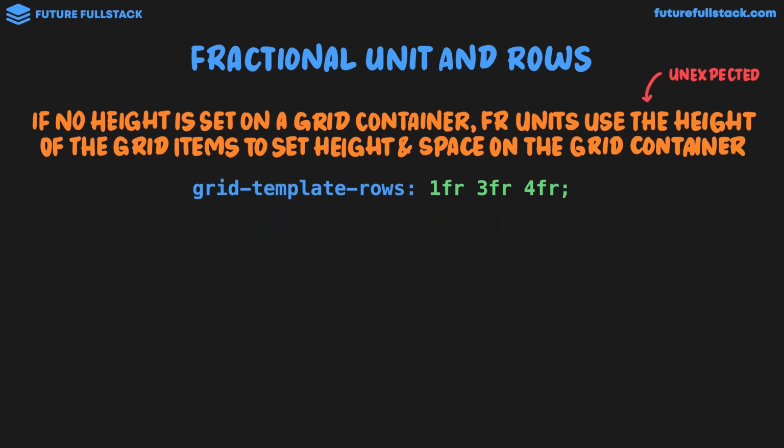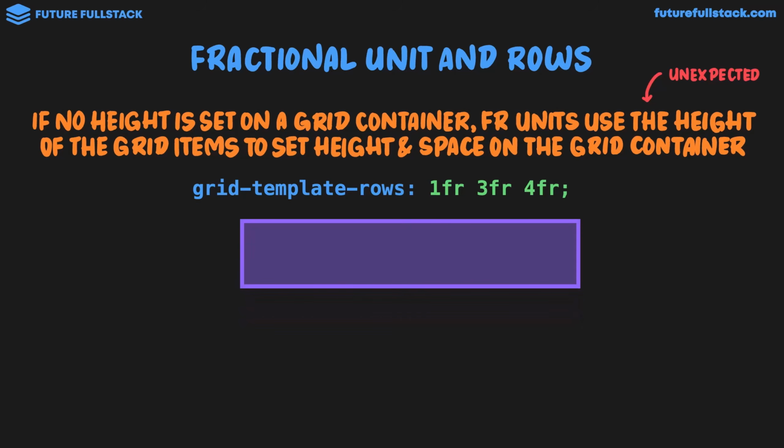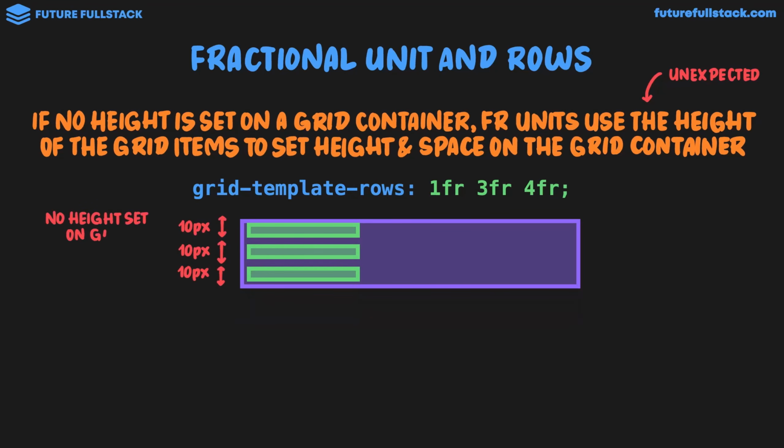Let's say we define our rows like this: grid template rows, which will define 3 rows, row 1 of 1 fractional unit, row 2 of 3 fractional units, and row 3 of 4 fractional units. Looking in diagram form, we have our grid container, and let's say each grid item is 10 pixels. Now, as there's no height set on the grid container, the height of the grid container is the sum of the content, that is 30 pixels. Let's now move back to our fractional units.